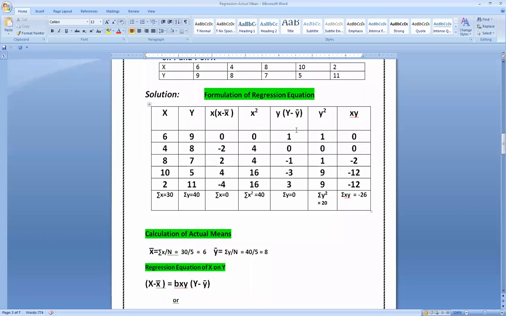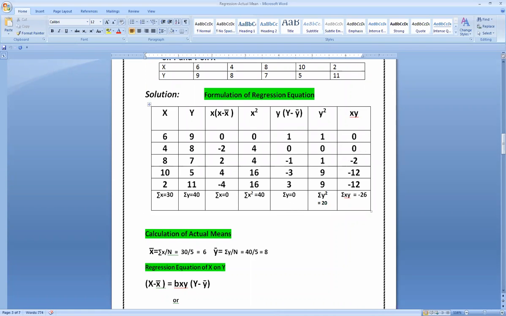Similarly, in the same manner, we have to calculate the y deviation also. So the y mean value is 8. So we do 9 minus 8 is 1, 8 minus 8 is 0, 7 minus 8 is minus 1, 5 minus 8 is minus 3, 11 minus 8 is 3. Total all the values of deviation y, that equals 0.